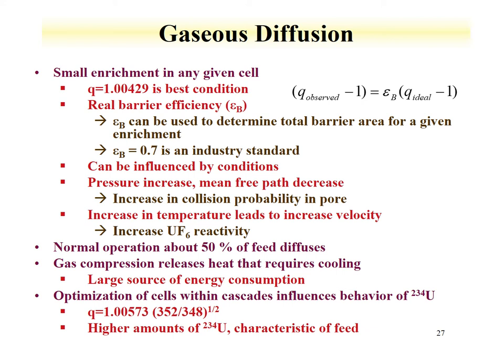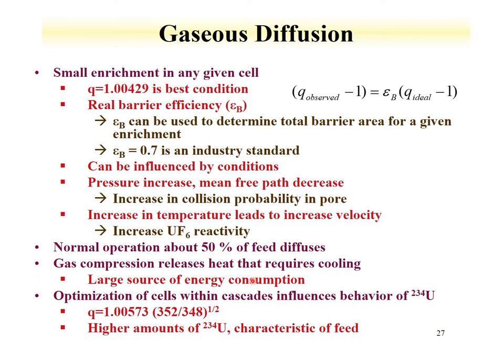This Q that we discussed in the previous slide is an idealized value under the best conditions. The real barrier efficiency is not nearly as good. It's actually around 70% of this amount. This can be influenced by a number of conditions, including pressure and mean free path of the system. An increase in temperature leads to an increase in velocity, and this can also increase the uranium hexafluoride reactivity. So the uranium hexafluoride does react with the system, and obviously increasing the temperature leads to that. In normal operations, about 50% of the feed diffuses.